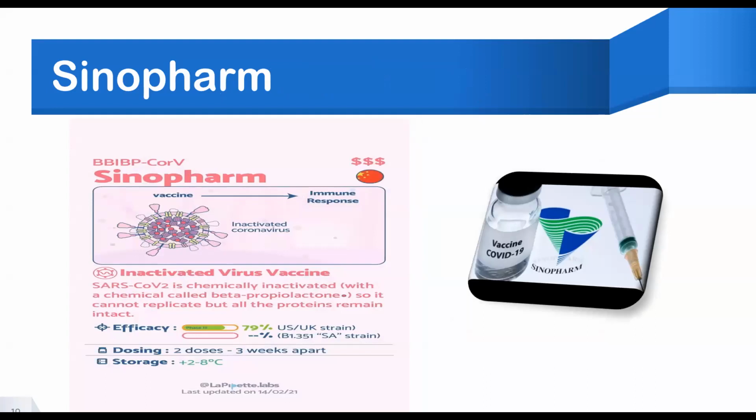Okay, the Sinopharm is an inactivated virus vaccine. The efficacy is 79% against the UK strain. The dosage is two doses, 3 weeks apart. It has been used in the UAE, Pakistan, and Hungary. It is stored at 2 to 8 degrees Celsius, so the storage requirement is easy, and it is highly suitable for low resource settings.